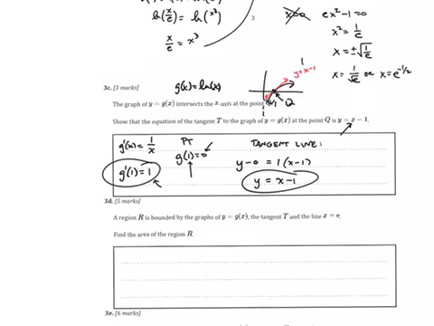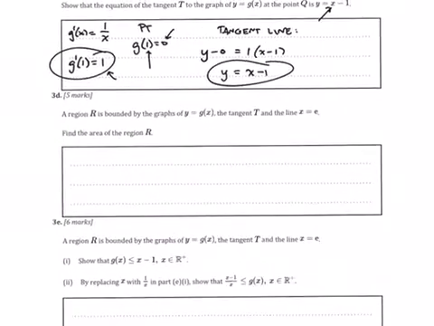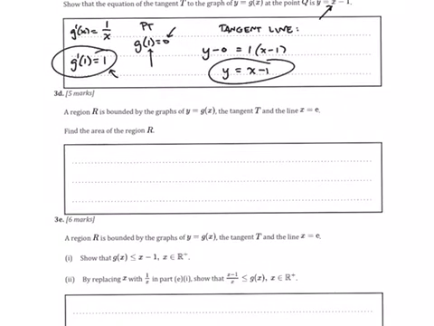And t is this line here, that equation of the tangent line. All right, region R is bounded by the graph of g and the tangent line t and the line x equals e. Find the area of R. So let's quick graph this, just a small one.